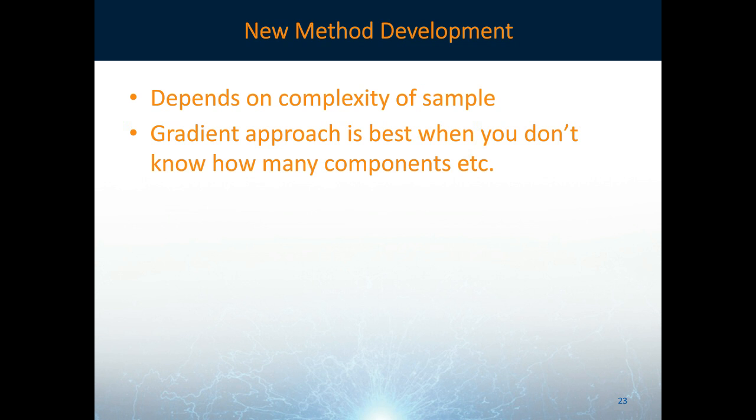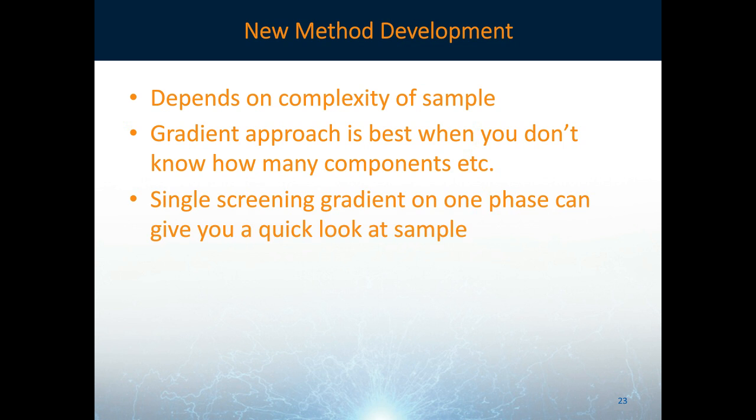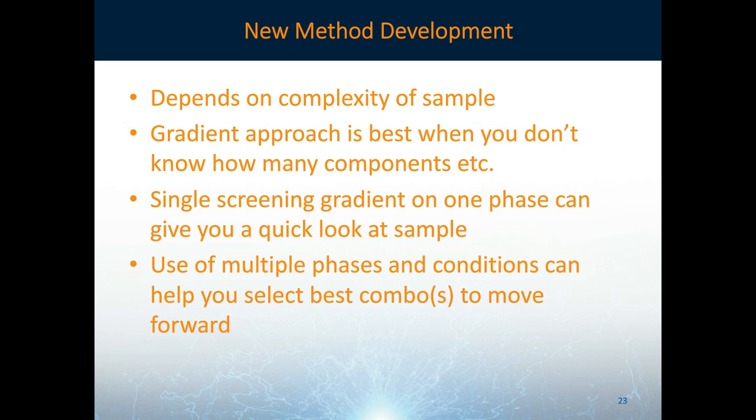So now I'd like to switch gears and talk about new HPLC method development with SPP columns. For new method development, that depends on the complexity of the sample. The gradient approach is best when you don't know how many components you have. A single screening gradient on one phase can give you a quick look at the sample, so that's one strategy you can use. And then the use of multiple phases and conditions can help you select the best combos to move forward for optimization.